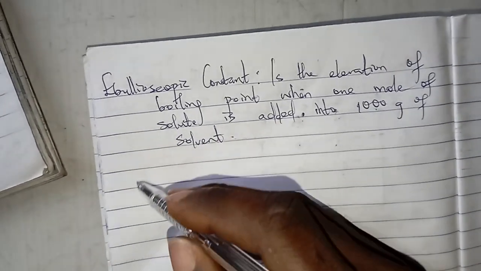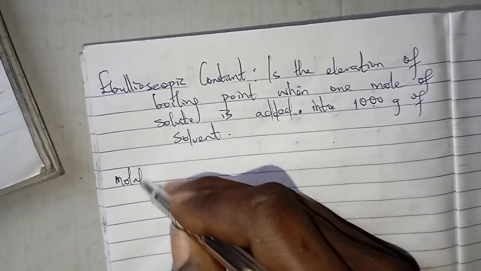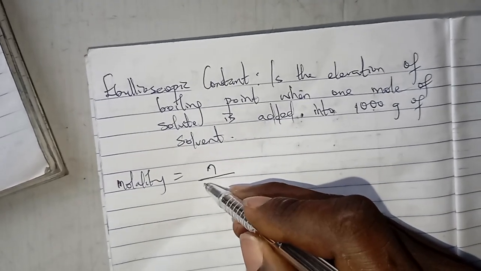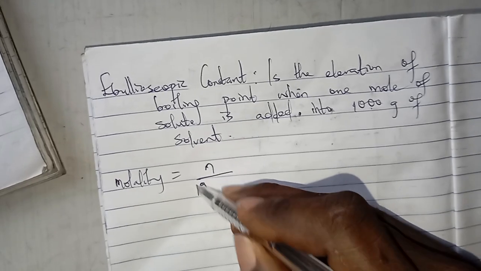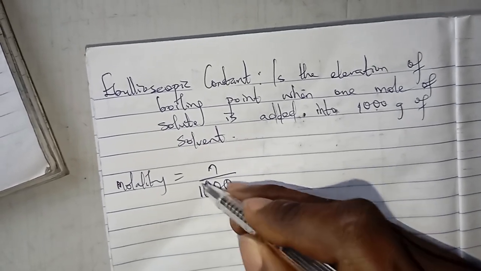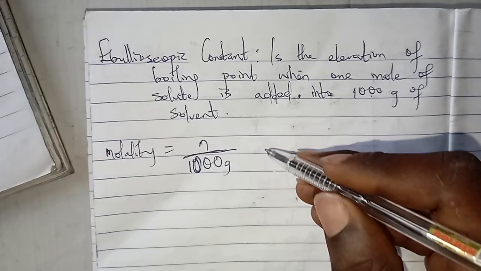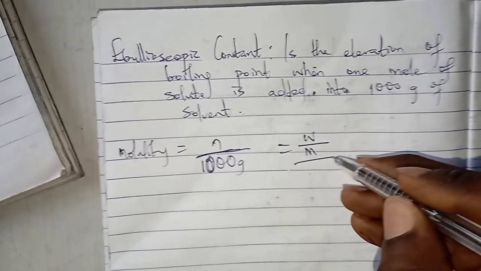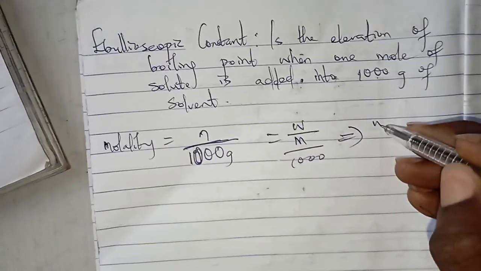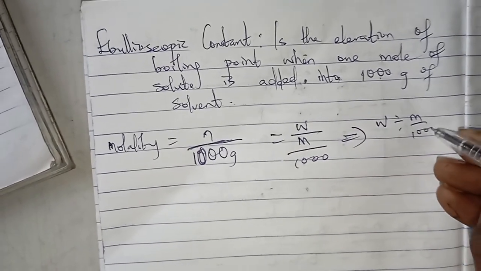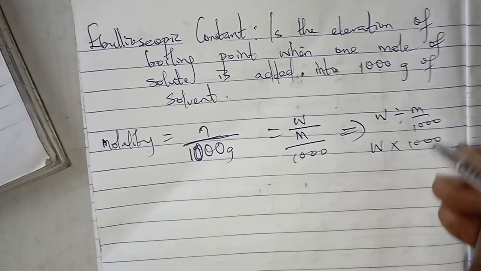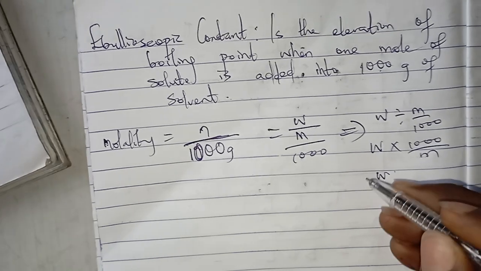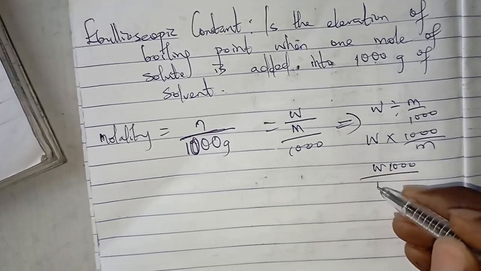Why do we call it molar constant? That is molarity. Remember that molarity is equal to mole over kg of solvent, and 1 kg is equal to 1000 gram. In chemistry, we use gram, not kilogram. So a mole is the same thing as saying mass over molar mass, all over 1000. And this is the same thing as saying W divided by M over 1000, so it's W times 1000 over M. So W times 1000 times 1000 all over M.